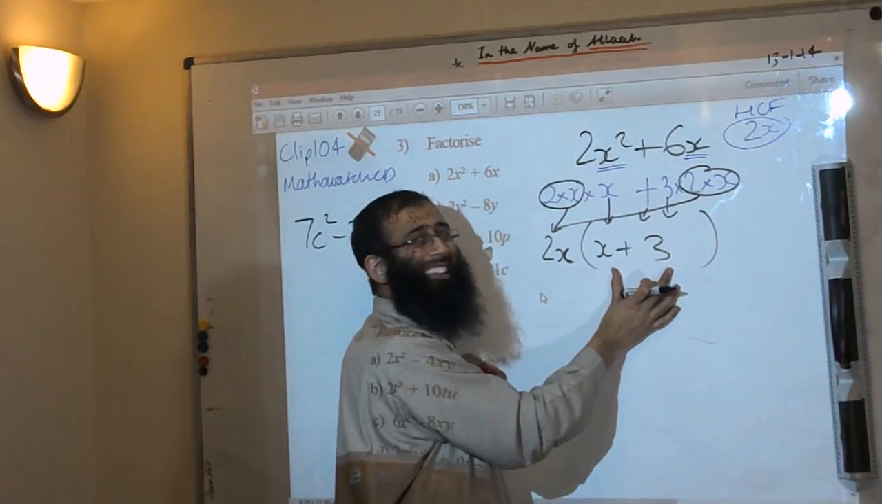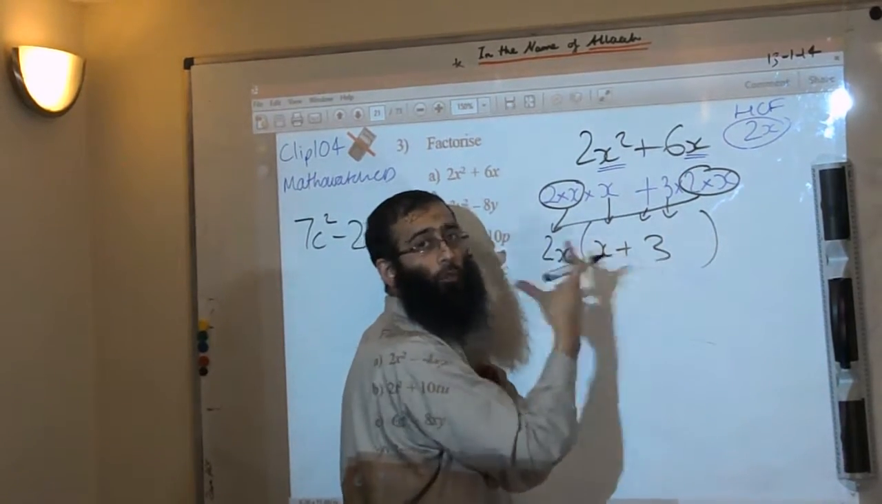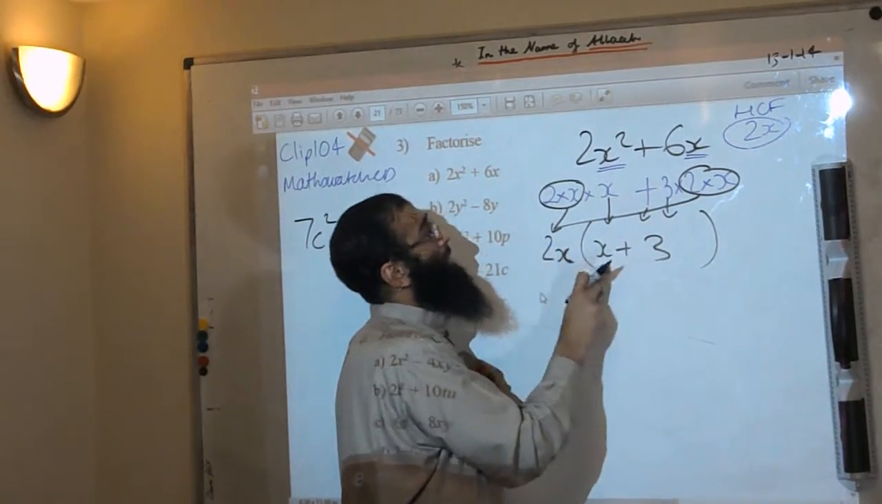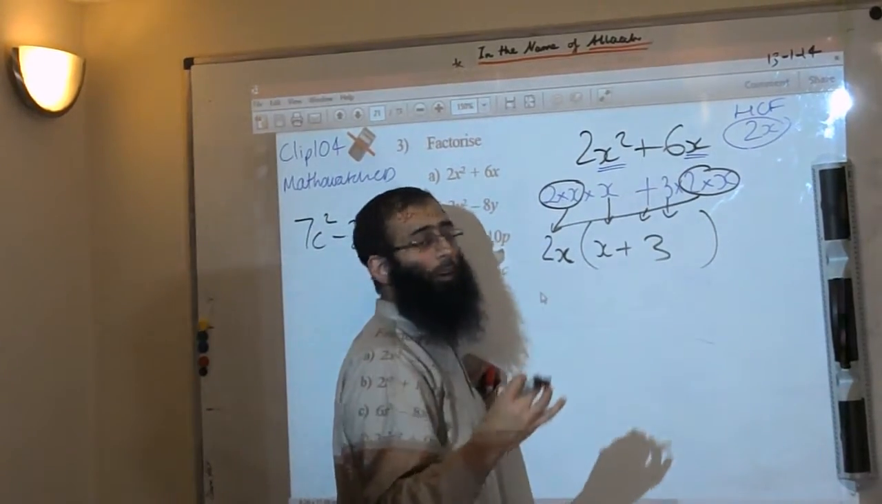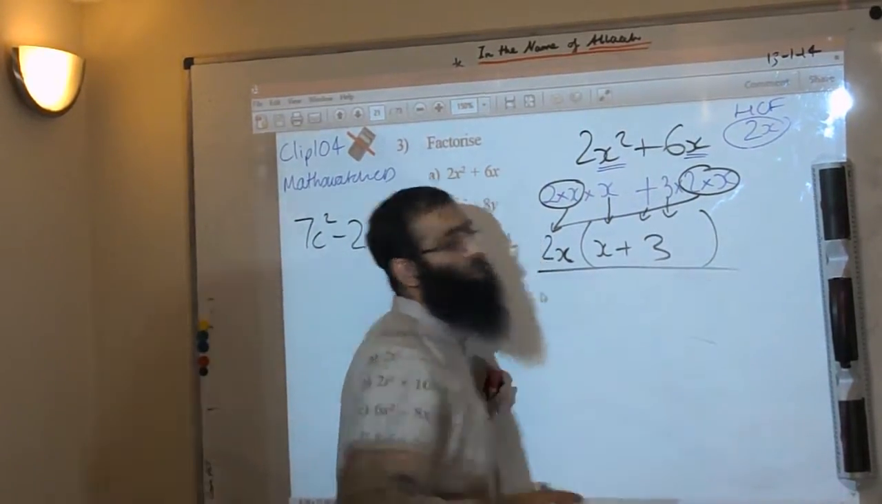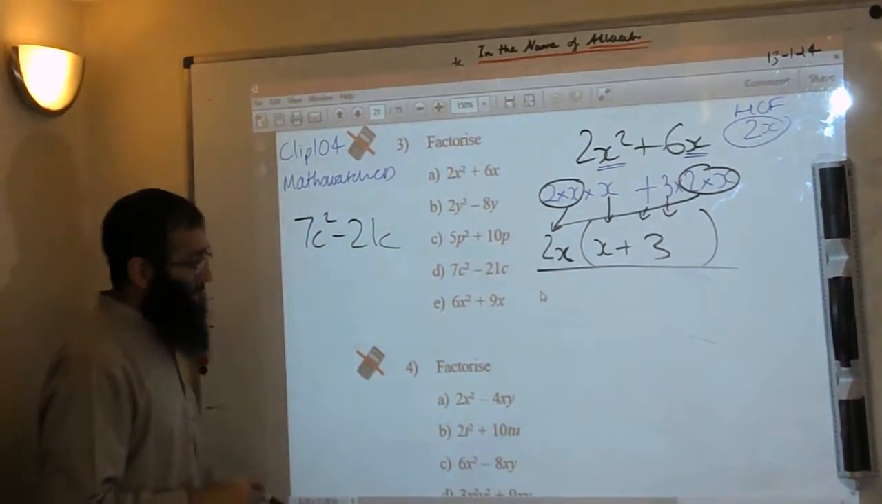Can we factorize this part further? No, we got a prime number in there. There's nothing to pull out now. 2x times x is 2x squared. 2x times plus 3 is plus 6x. Nothing has been lost, and the question is finished. Done. Okay, one last question over here.